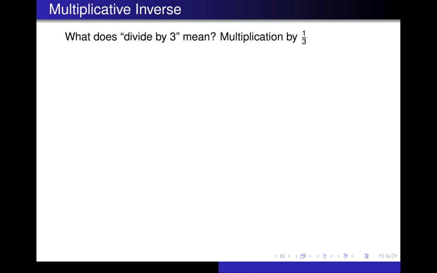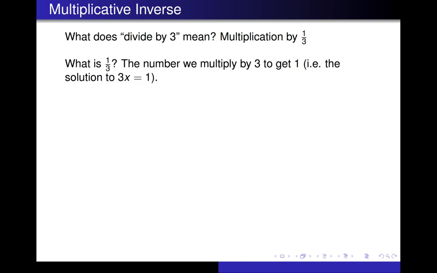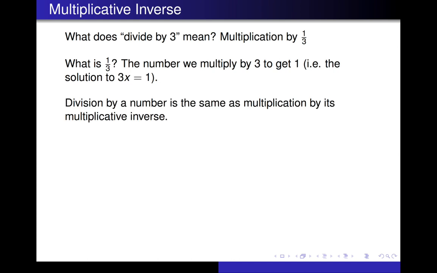Well, one way of looking at that is multiplication by 1/3. So division is really a special kind of multiplication. And then, of course, that begs the question, well, what's the significance of 1/3? Well, 1/3 is the number we multiply by 3 to get 1. If I multiply 3 times 1/3, that gets 1. And if you want to look at that algebraically, it's the solution to the equation 3 times x equals 1. So division by a number is the same as multiplication by its multiplicative inverse. And this allows us to get around the weirdness of division by thinking of it as multiplication, which is less weird.